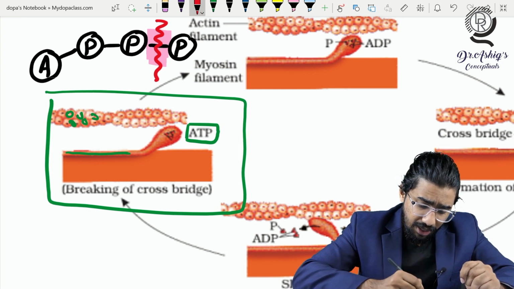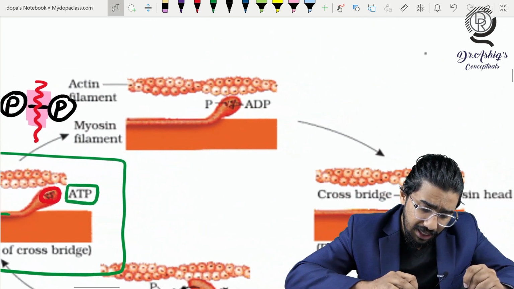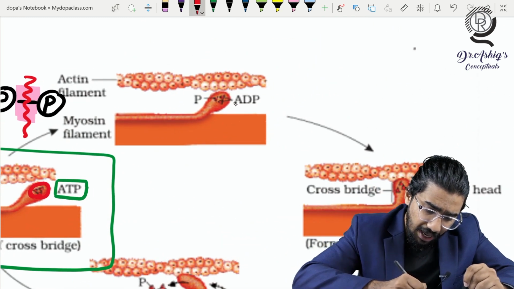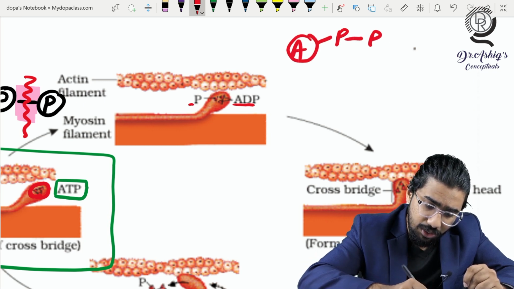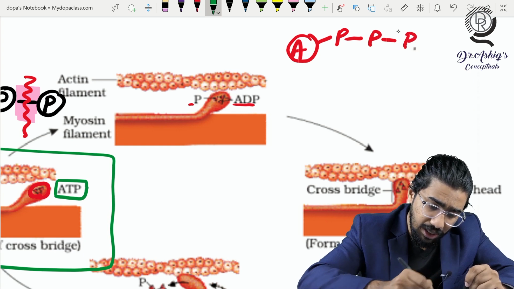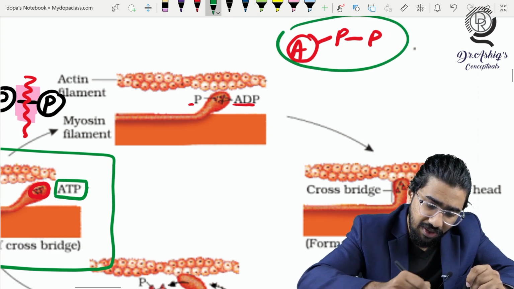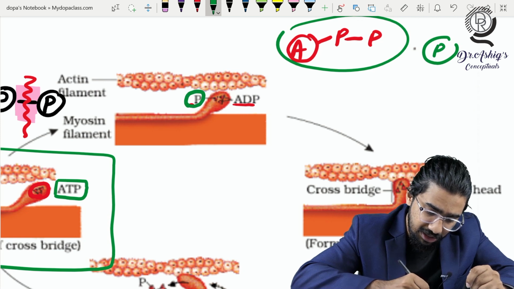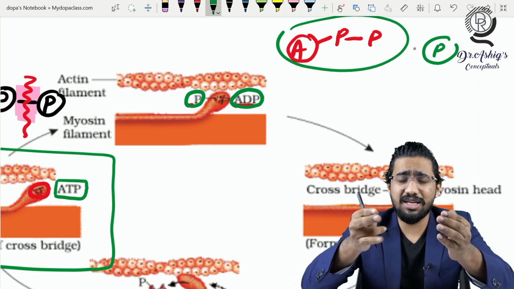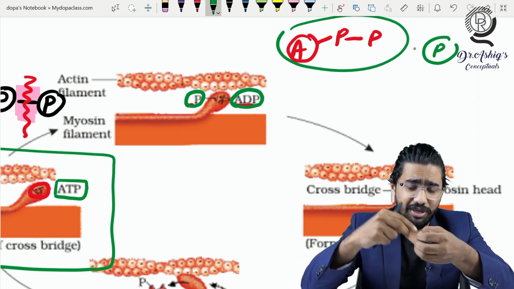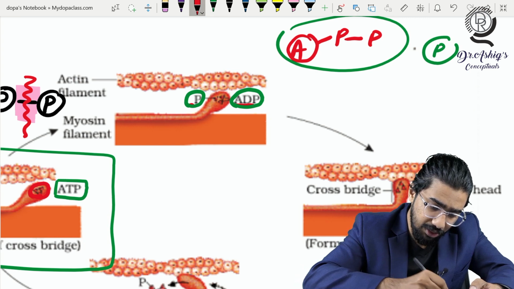In the first figure, the ATP is bound over the myosin head, and in the next figure, the ATP is hydrolyzed into ADP and phosphate. I told you that ATP has 3 phosphates, 1, 2 and 3. This third phosphate is hydrolyzed, and it is converted into an adenosine diphosphate and a separate phosphate. I told you that the third bond was a high energy bond. When it is broken, energy is released, and that energy is used to bind this myosin to actin.